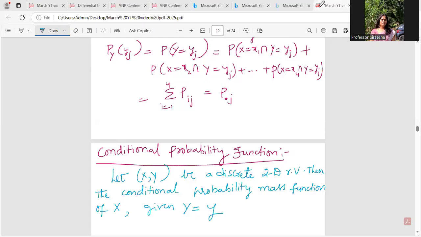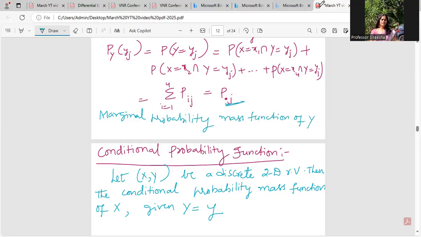So P_Y(yj) would be called the marginal probability mass function. Marginal probability, discrete marginal density function you can say, marginal probability mass function also you can say. Two different names, mass function of Y, by the way, because I am doing it for the Y.